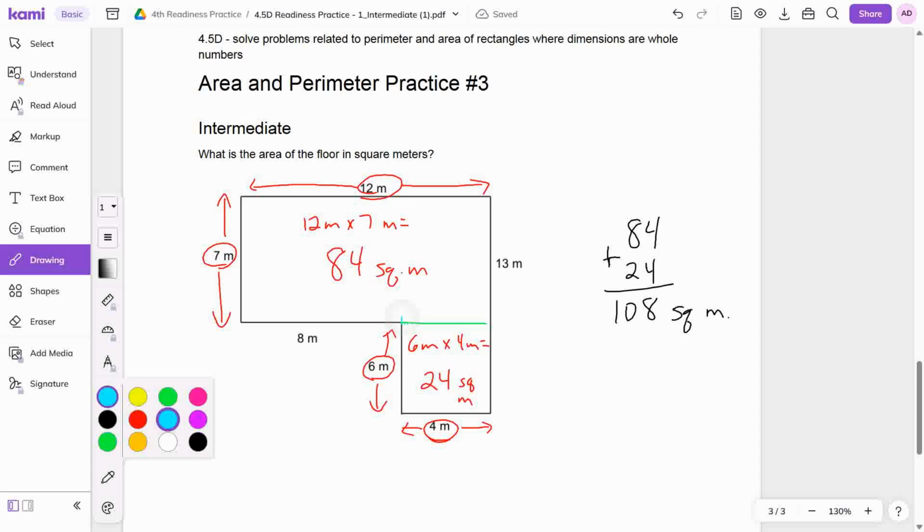Like I said, if you were to break it up the other way, right? So let's take this blue one like this. This would be your 8 times 7. So that would be 56. And then I would have this really long 13 that goes all the way like this. And then that would be times my 4. So 13 times 4 is going to be 52. And guess what happens if you add 56 and 52? Still going to get 108. Doesn't matter which way you cut it up, you're going to get 108 square meters.